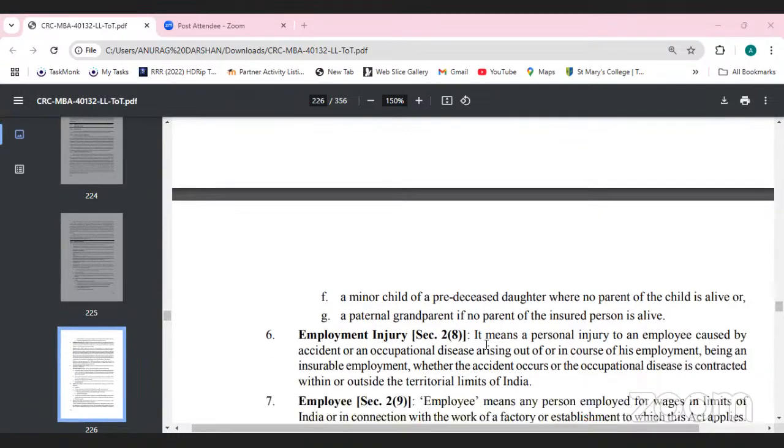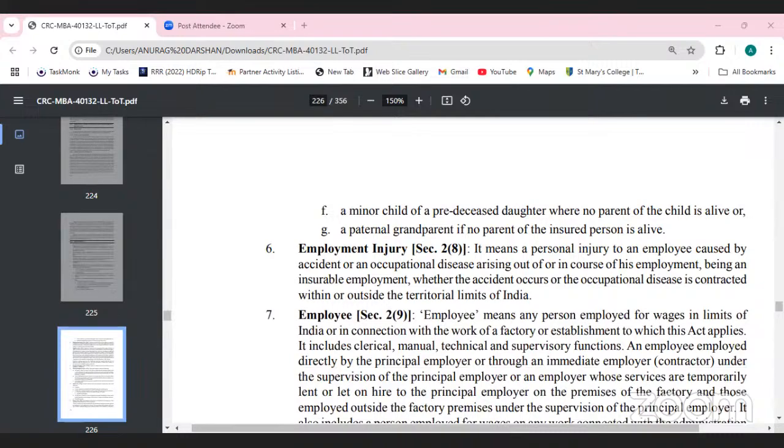Now, employment injury means a personal injury to an employee caused by an accident, or an occupational disease, which has arisen out of or in the course of his employment, being an insurable employment, whether the accident occurs or the occupational disease is contracted within or outside the territorial limits of India. Now, who is an employee? Any person employed for wages in or in connection with the work of a factory or establishment to which this Act applies. It also includes clerical, manual, technical and supervisory functions.